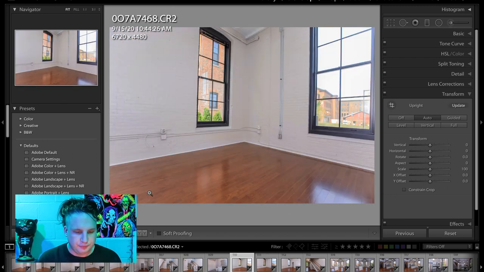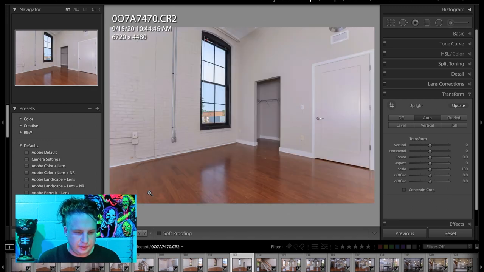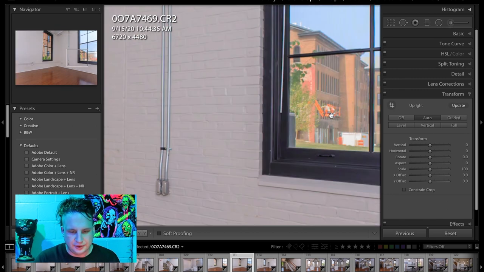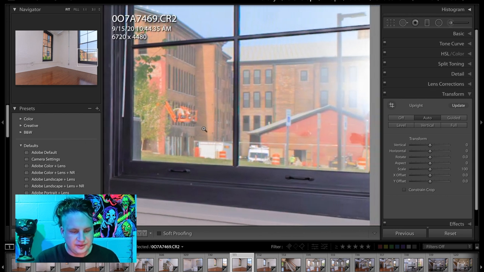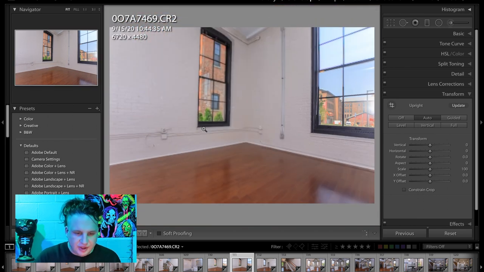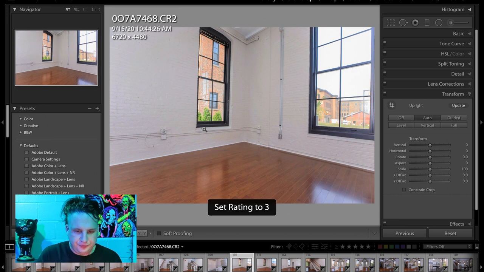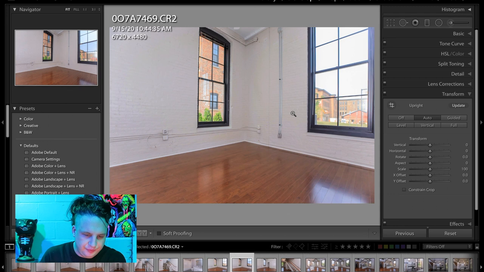This is the living room. And the problem with these pictures is this place is under construction. So if you look out the window, we have all this construction. That's something an editor would probably fix. At least I hope. You never know. And it looks pretty good.